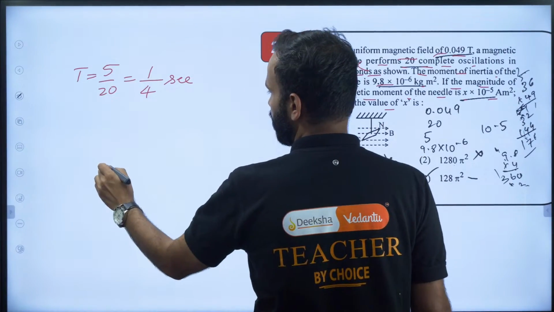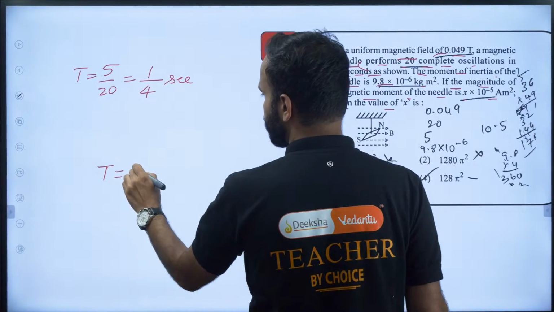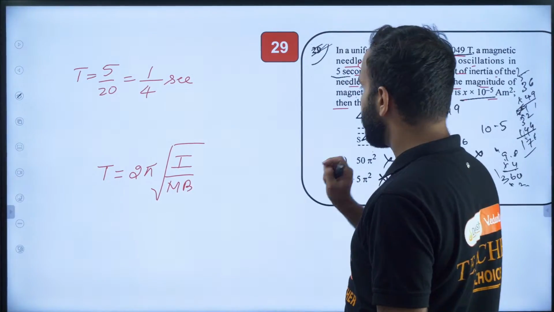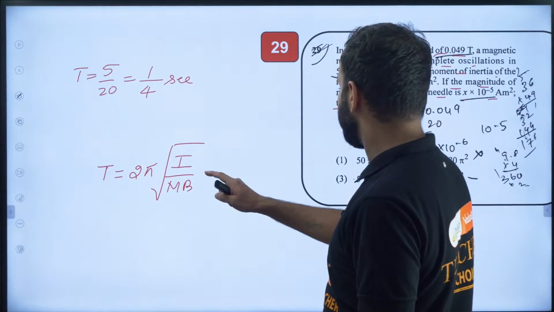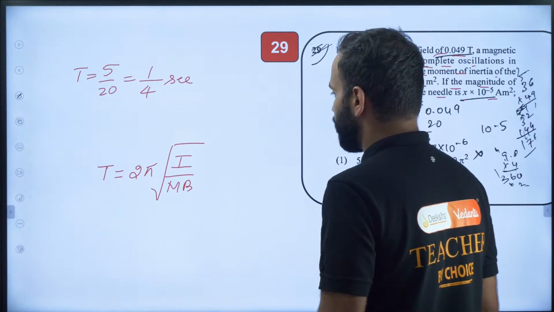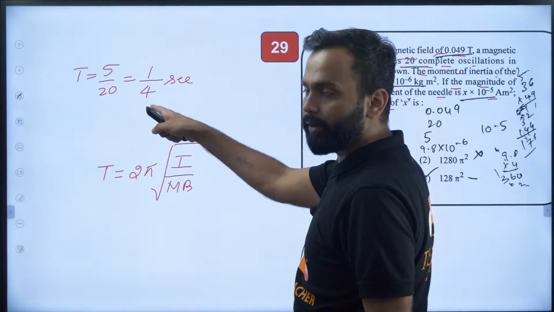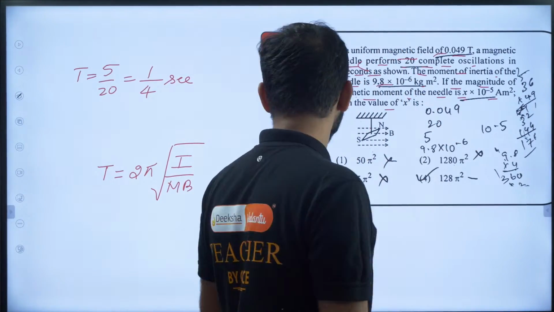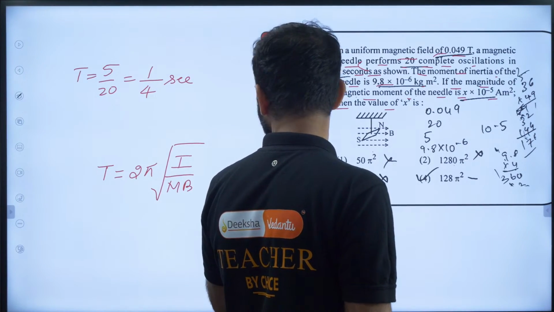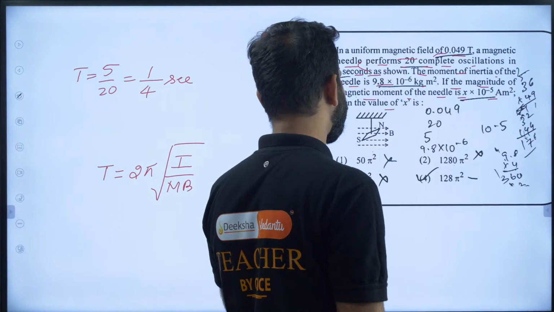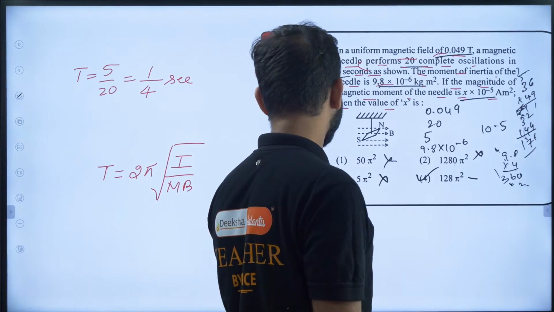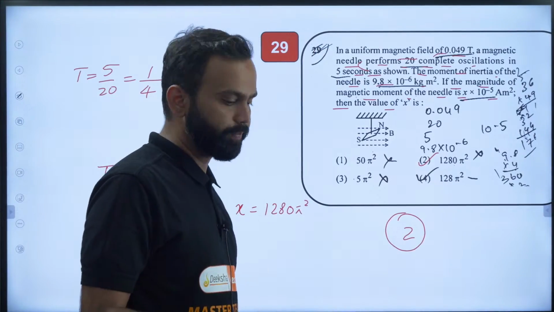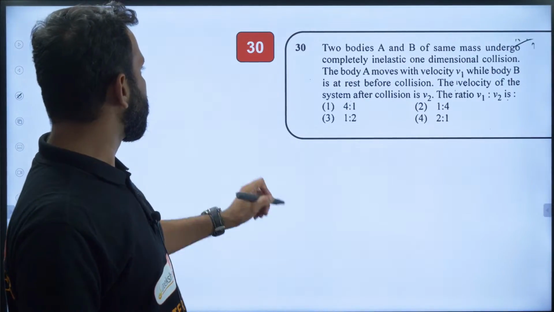Use this formula: time period of the needle T equal to 2 pi into root of I divided by M into B. I is the moment of inertia of the needle, M is the magnetic moment of the needle, B is the applied magnetic field, and T is 1 by 4 second. We need to find M, that is the value of x. Now solve this, and you will get the value of x as 1280 pi square. So the correct option is 2.